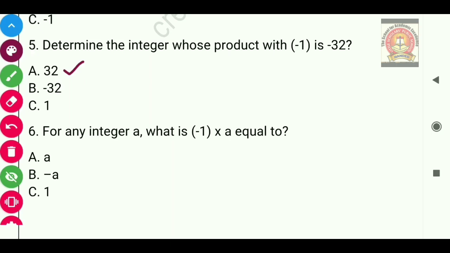Because by the rules of multiplication we know, if you multiply one positive integer with one negative integer, then only you will get a product with a negative sign. Moving to the next question.